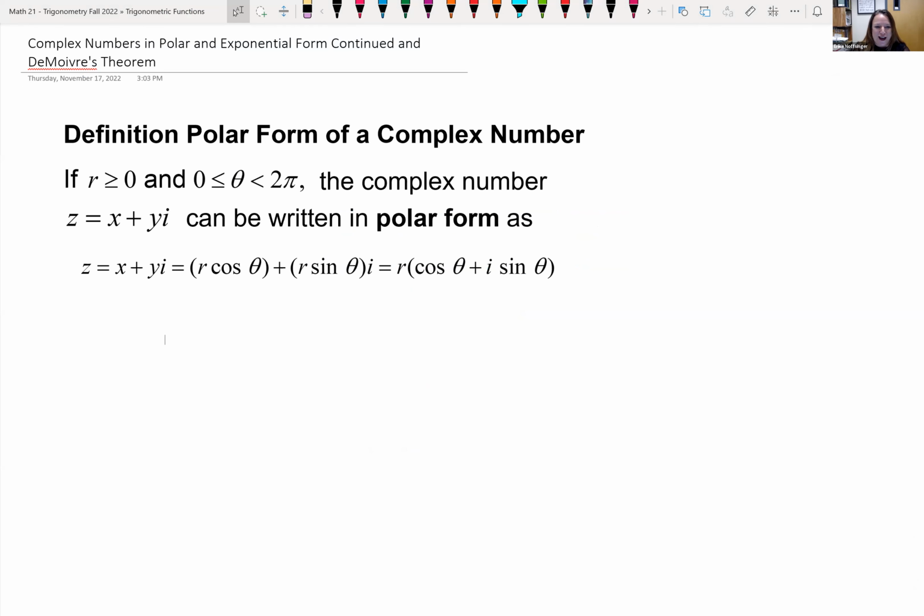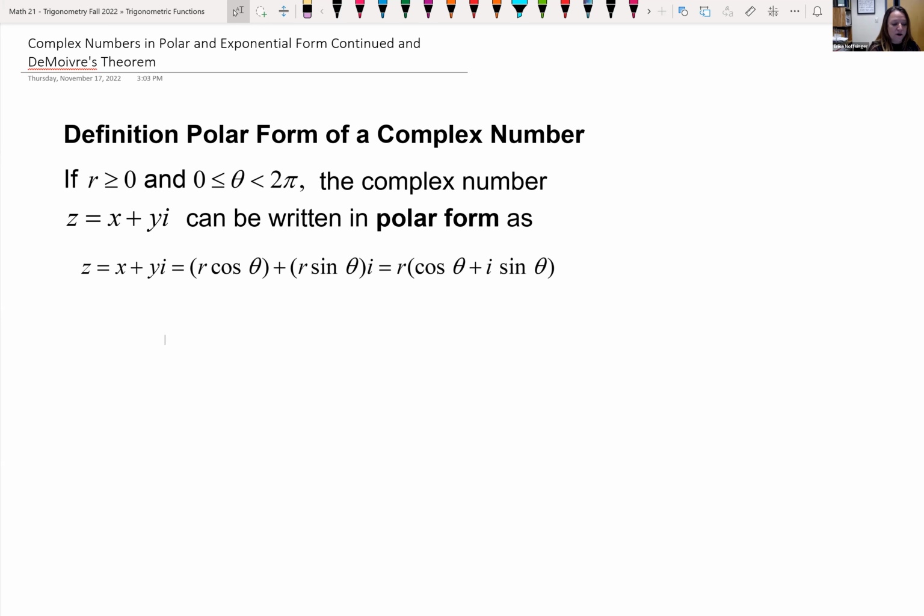So we've just looked at polar form of complex numbers. We looked at the operation of multiplying and dividing complex numbers in polar form and in exponential form. So let me go through a couple more examples and then show you de Moivre's theorem and how to find the nth root of a complex number.